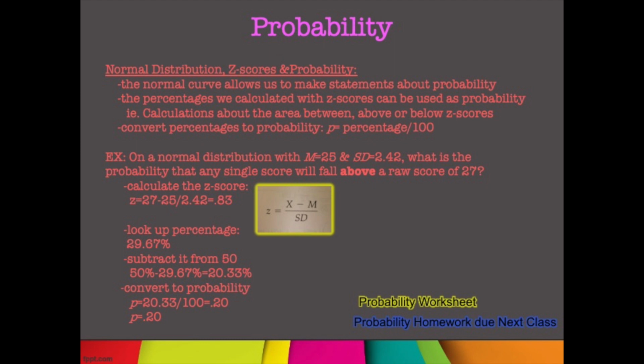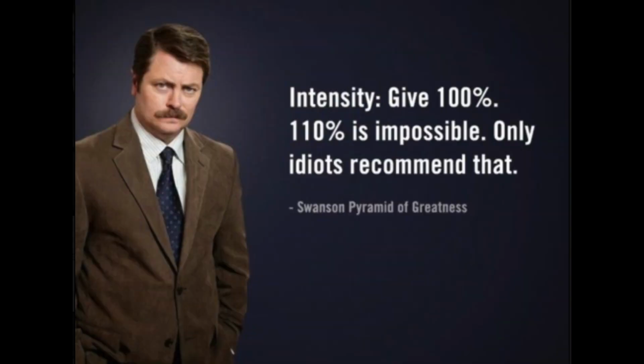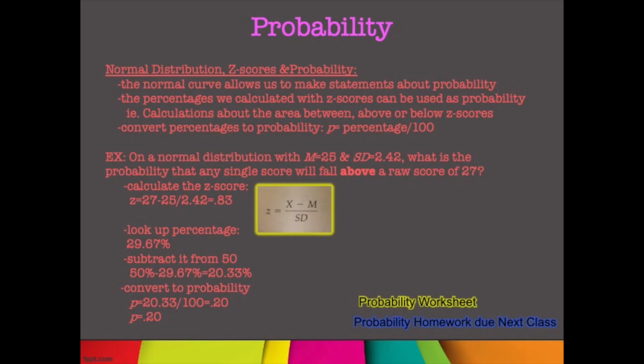But let me give you an example and then we'll do the tutorial. So on a normal distribution with a mean of 25 and a standard deviation equal to 2.42, what is the probability that any single score will fall above a raw score of 27? So you're going to need to PSP as you've been doing, and as you know, you can't PSP without a z, so the first step would be to calculate that z-score, and then you're going to look up the percentage from the mean to the z-score in table A.